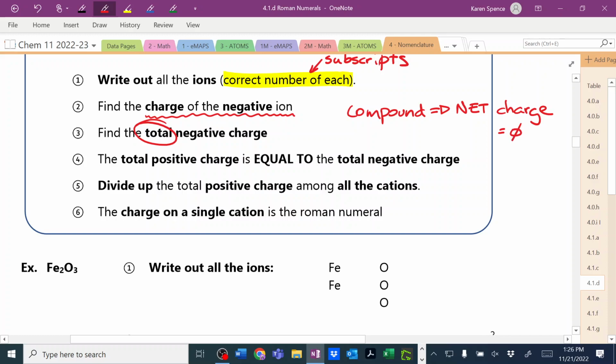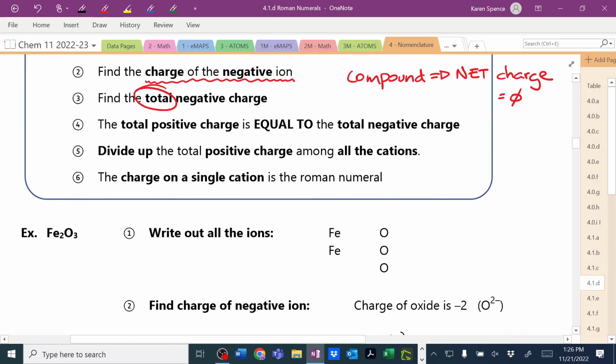So if the total negative charge is -6, that means the total positive charge must be +6, so that they equal each other out and they come out to 0. If the total negative charge is -2, then the total positive charge has to be +2. Anyway, the numbers have to be the same for the positive and negative charge. And then you basically just split up the positive charge amongst all the cations, and there you go.